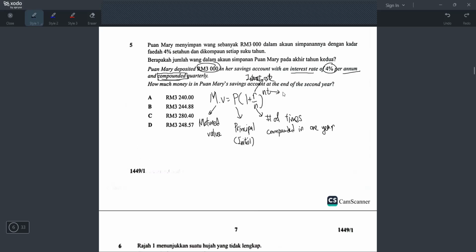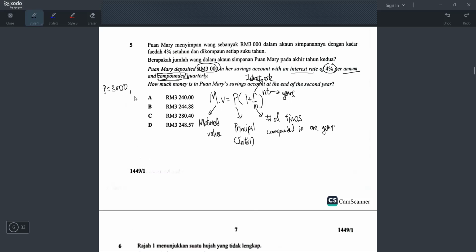T is just how many years, right? So after you understand what all these mean, now we can read the question and put the values into the formula. So Puan Mary deposits 3,000. This is obviously the P, the principal, the initial, starting amount in savings.